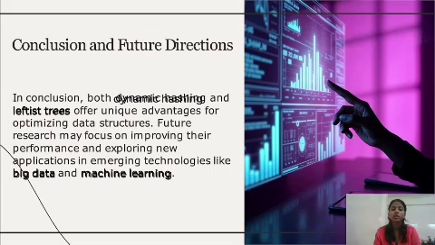In conclusion, both dynamic hashing and leftist trees offer unique advantages for optimizing data structures. Future research may focus on improving their performance and exploring new applications in emerging technologies like big data and machine learning.